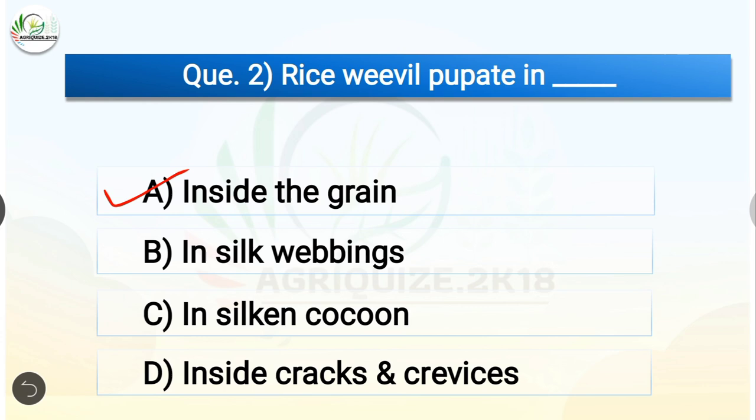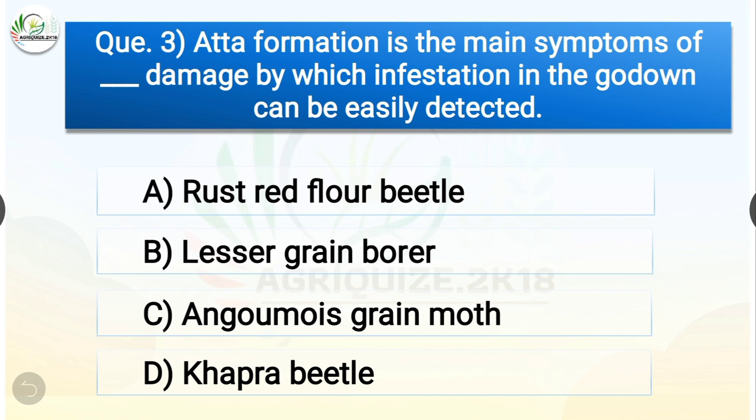Question number 3. Atta formation is the main symptom of dash, damage by which infestation in the godown can be easily detected. The options are rust red flower beetle, lesser grain borer, angoumois grain moth, or khapra beetle. The correct answer is option B, lesser grain borer. So atta formation is the main symptom of lesser grain borer, damage by which infestation in the godown can be easily detected.